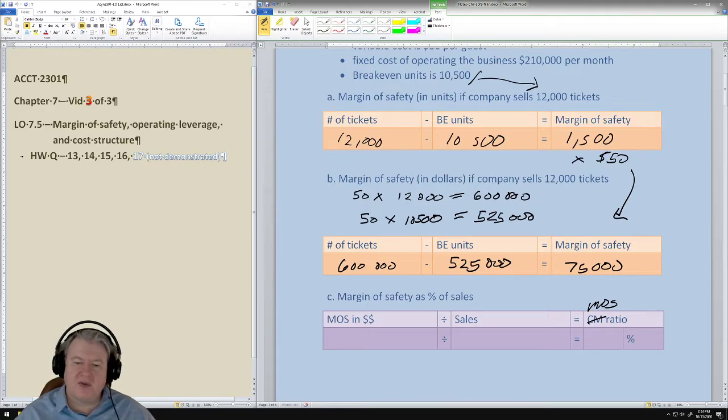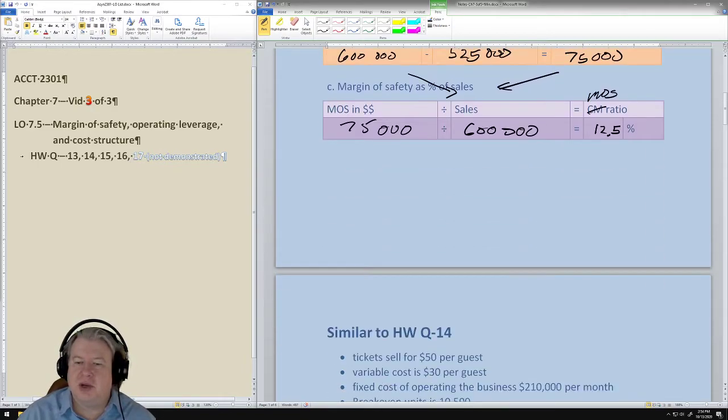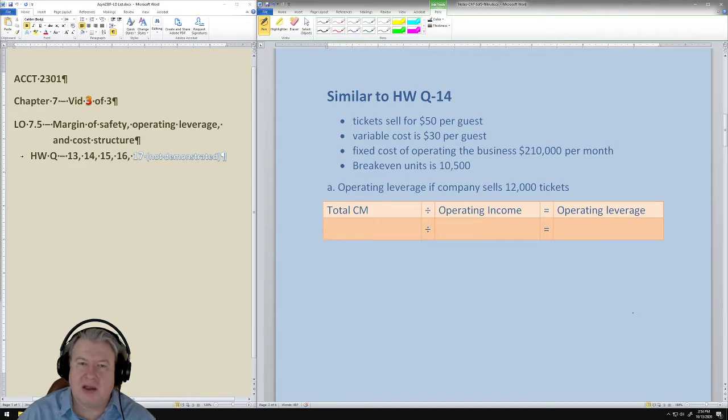But you would have needed to calculate to get the margin of safety as a percentage of sales. So here, this 75,000 carries down. This is our margin of safety in dollars. And our total sales is 600,000. And so that's a margin of safety ratio there of 12.5 percent.